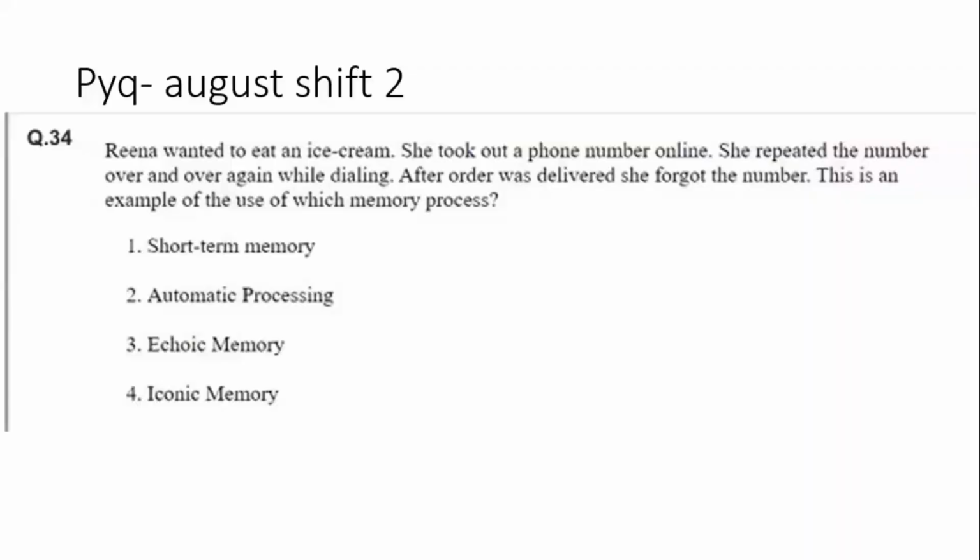So this is that one question asked in NET English in Shift 2 of August exam. So the question goes like this. Reena wanted to eat an ice cream. She took out a phone number online. She repeated the number over and over again while dialing. After order was delivered, she forgot the number. This is an example of the use of which memory process? And the options are short-term memory, automatic processing, echoic memory, and iconic memory.